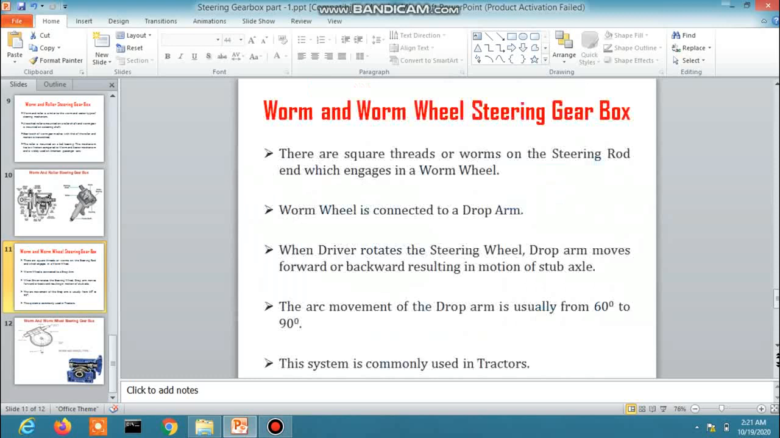Worm and worm wheel type steering gearbox. There is a square thread or worm on the steering rod end which engages with a worm wheel. The worm wheel is connected to a drop arm. When the driver rotates the steering wheel, the drop arm moves forward and backward, resulting in motion of the stub axle. The arc movement of the drop arm is usually from 60 to 90 degrees. This system is commonly used in tractors. So most tractors have the worm and worm wheel type steering gearbox.